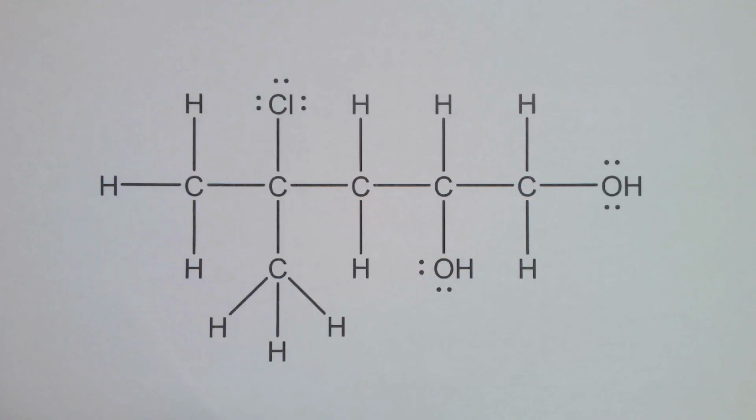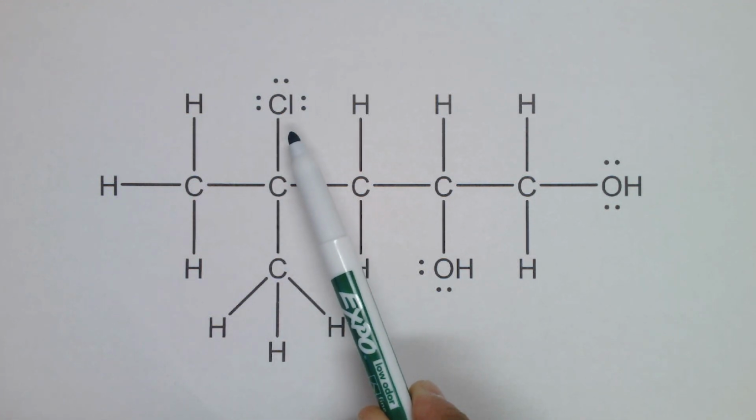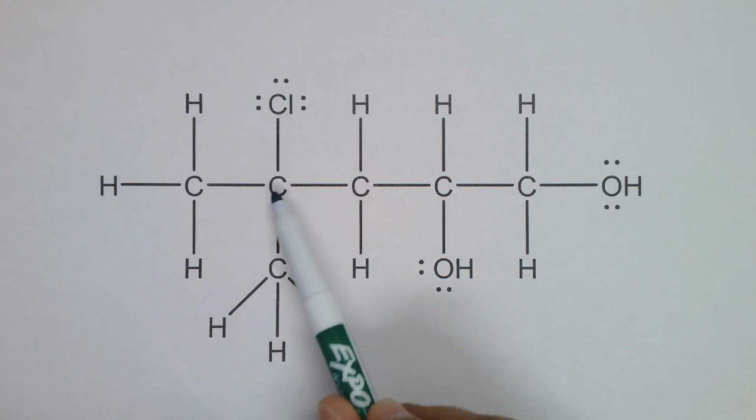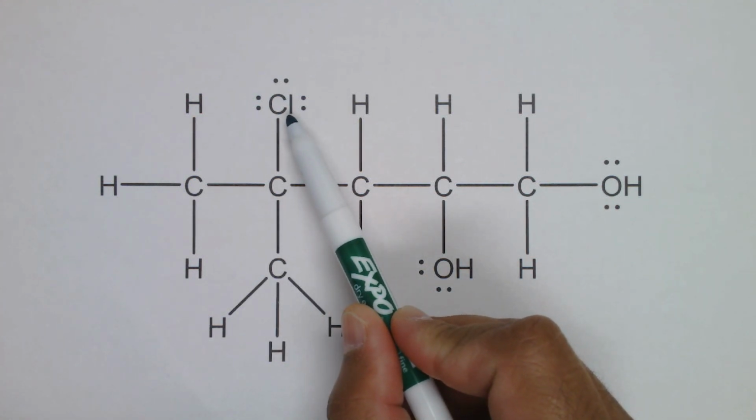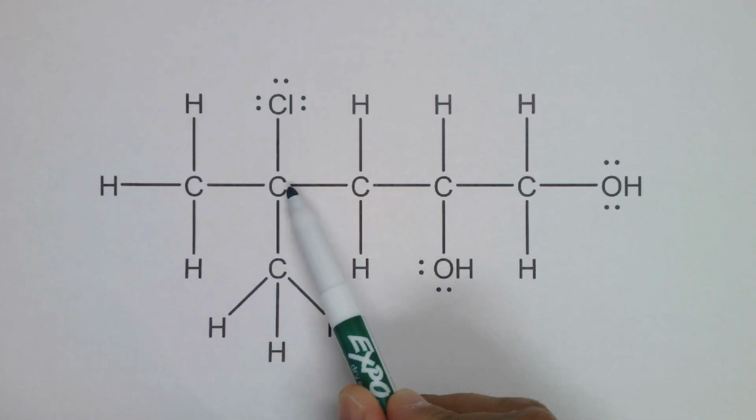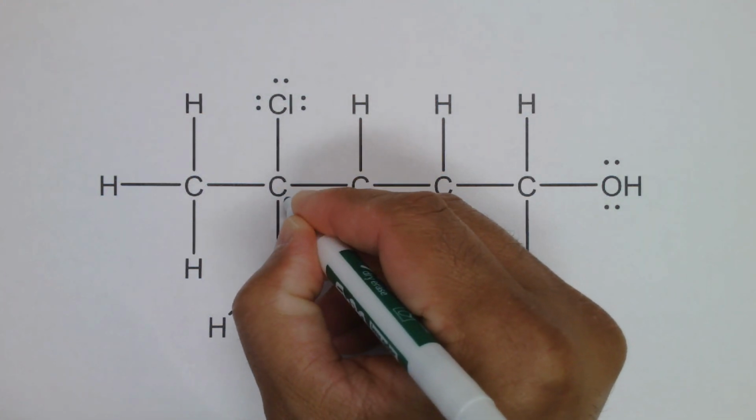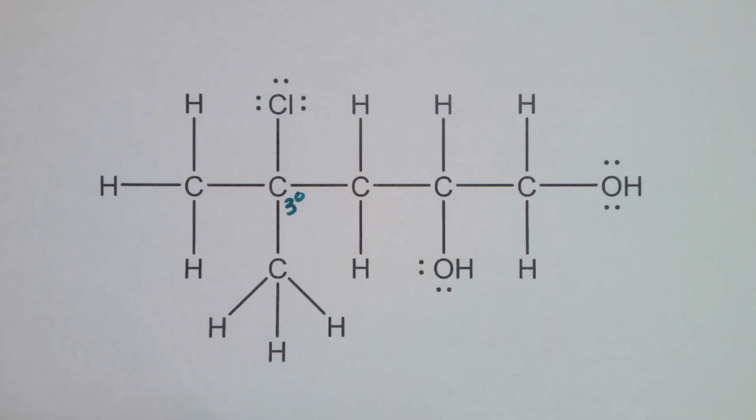In our last example, we classified carbons and hydrogens. Now let's focus on the alkyl halides and alcohols. In this example, I see one alkyl halide functional group. An alkyl halide, of course, is when a halide is bonded to a carbon chain. In this example, we have chlorine. Alkyl halides are classified based on the carbon that they are bonded to. In this example, the chlorine is bonded to this carbon. This carbon is bonded to one, two, three carbons. That makes this carbon tertiary. And that will make this chlorine a tertiary alkyl halide.